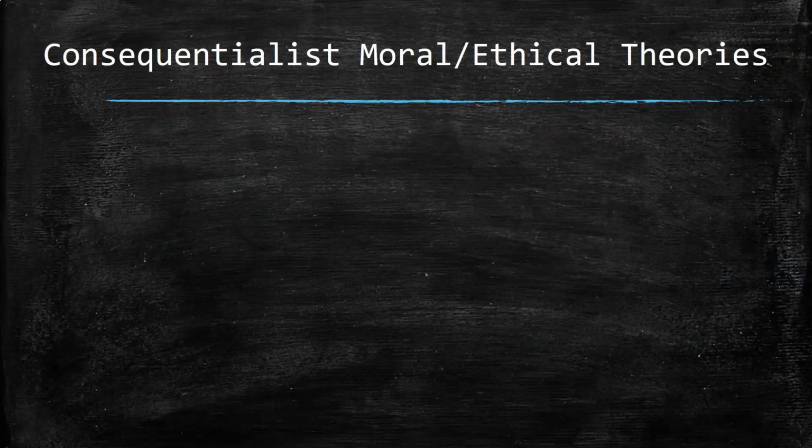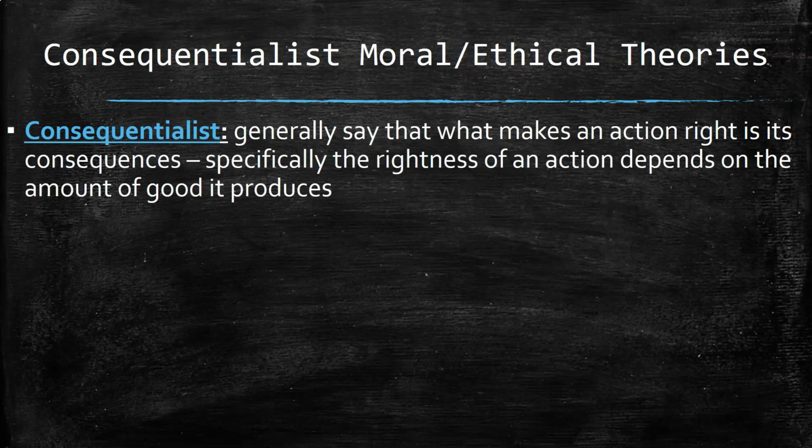Really, consequentialist moral ethical theories, what are we talking about here? Again, as I said earlier, consequentialists really focus on outcomes. What makes an action right is its consequences. That's really what we're going to look at: how much good does it produce? We're going to see there are critiques of this because it could seemingly justify lots of bad things if you could say it leads to a good. We'll get into that more later.